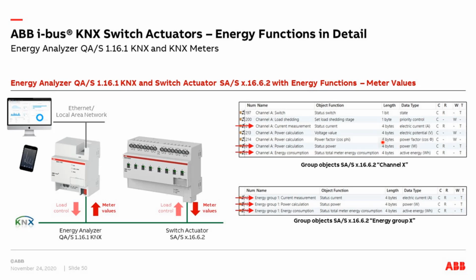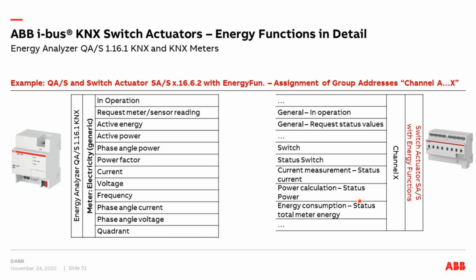Good, and then we see here the group objects per channel. Channel A, for example. Of course, we get typical objects for switching and so on. And you see when we enable the current measurement, then we get here the object state current. And we have the power and here our active energy in watt hours. And if you use additionally the energy groups, we can have up to 4 energy groups. Like here my energy group number 1, then I get again current, power and energy. So every time these 3 values are sent per channel or per energy group to our energy analyzer.